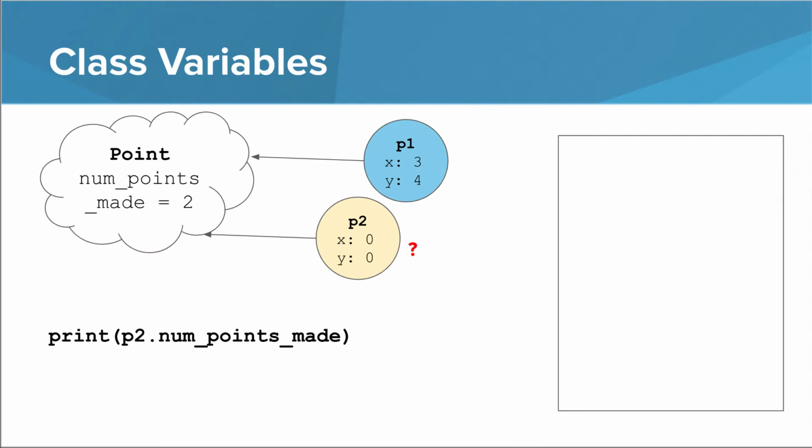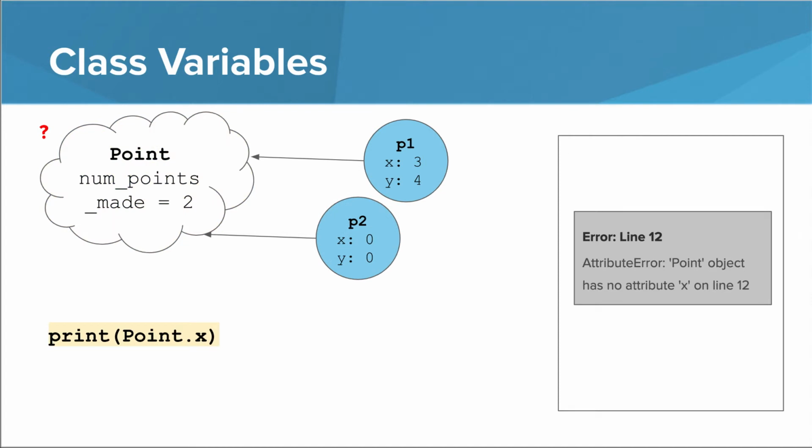When we print p2.numPointsMade, here's what Python does. First, it looks inside p2 for an instance variable called numPointsMade. If it doesn't find anything, it then looks in the class definition for a variable called numPointsMade. In this case, that's where Python finds what it's looking for. While you can access class variables through instances, the opposite is not true. You cannot access an instance variable through the class. This makes sense. It would be ambiguous which instance you wanted the variables from anyway.